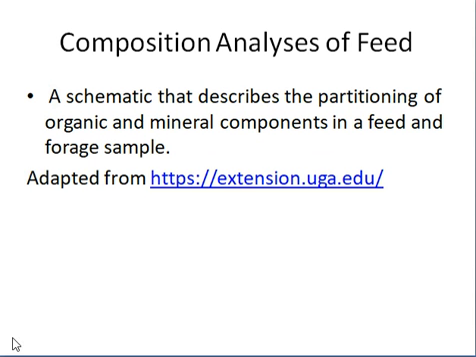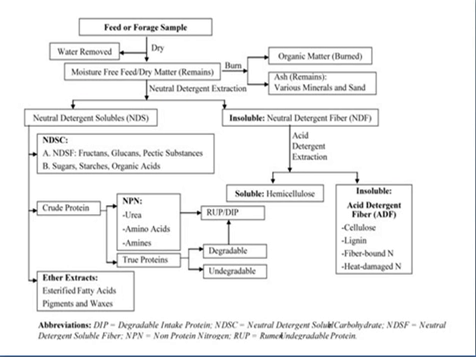So then we have a pictorial representation of all these terms, what they actually mean. I have adopted it from a website. This is a feed sample. You take a feed or forage sample, you dry it, you remove water from it, and it becomes moisture free or dry matter. If you burn this dry matter, organic matter is burned, and the remaining thing is ash, which is various minerals and sand.